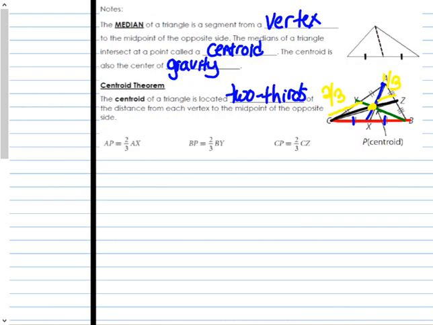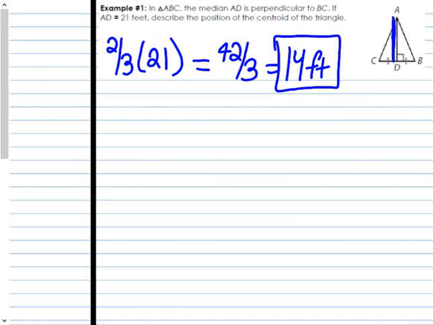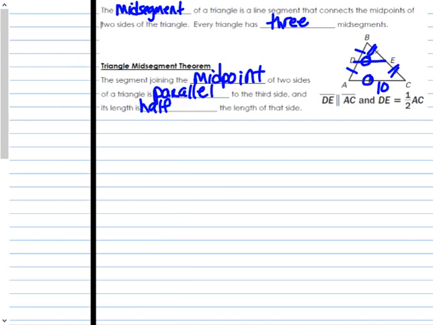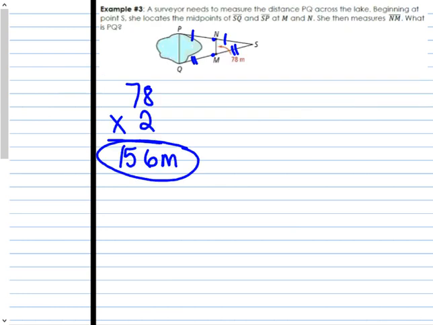So, as a recap, we learned about the median. The median goes from the vertex to the other side. Where all 3 medians intersect is the centroid. We also learned about the midsegments. The midsegment goes from side to side. It's parallel to the bottom side, and it's half of its length. We found an example here. NM was 78. We doubled it to find the third side. And then the rest of these problems we will do in class.